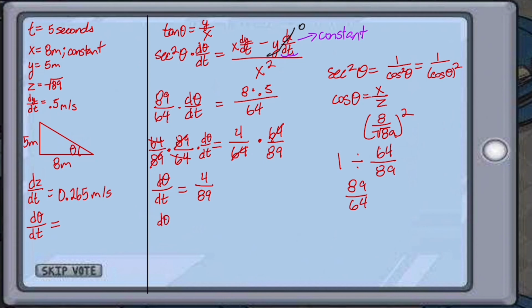If we want to get the approximation of this value, we get that d theta dt is about 0.0449 radians per second, which in the context of our problem shows that our theta is decreasing by this number as time progresses.